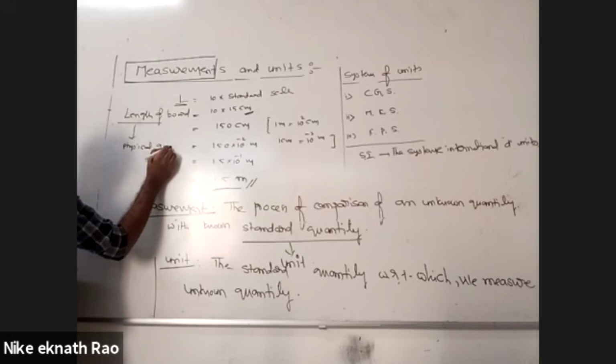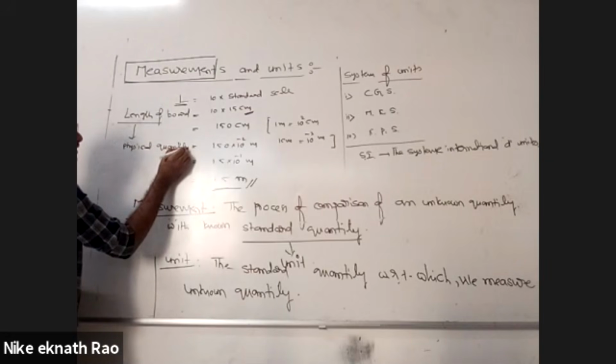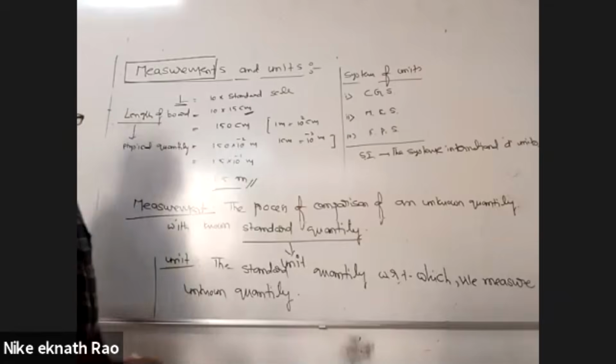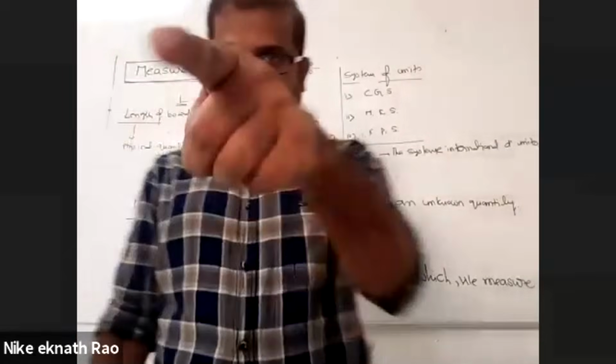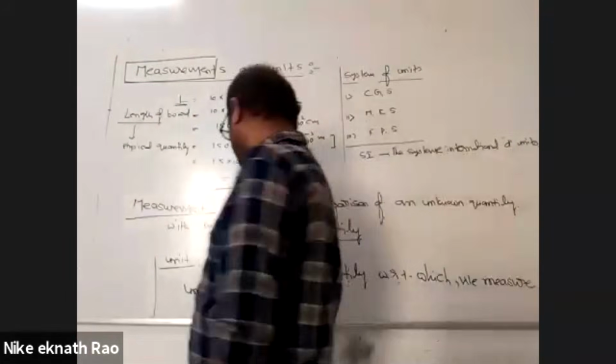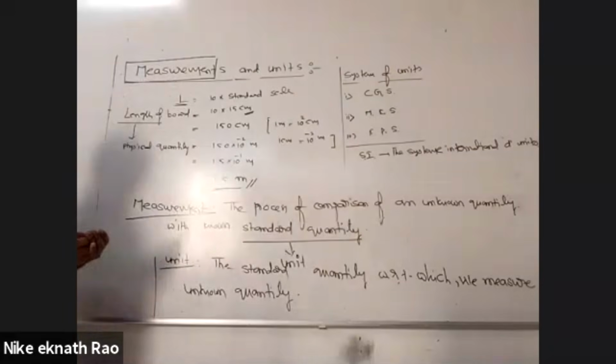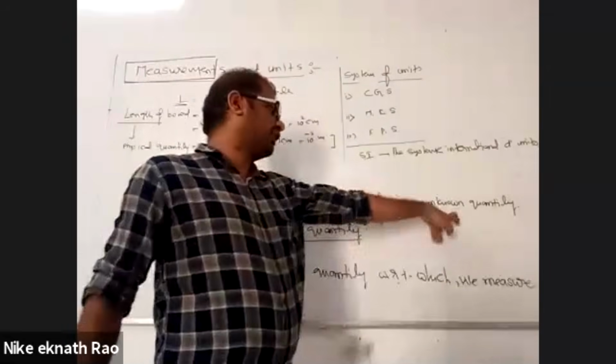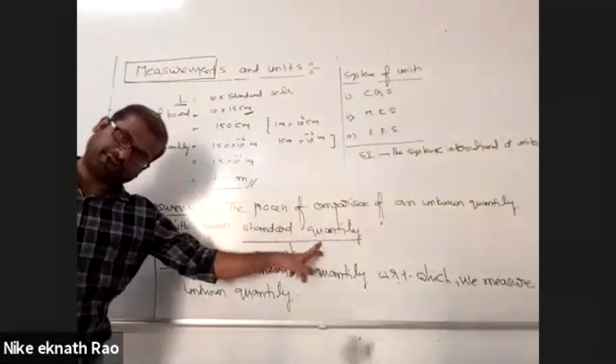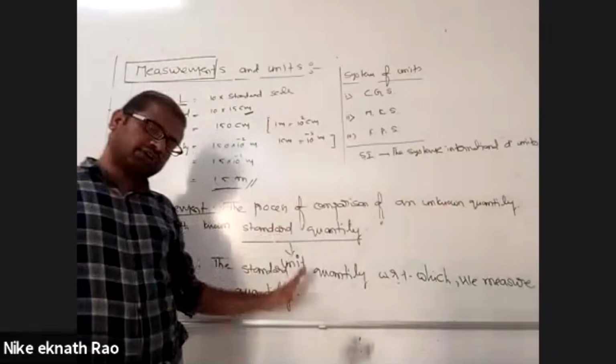So these kinds of quantities which can be measured are called what? Physical quantities. Take the heading: physical quantities. The measurement is a process of comparison of an unknown quantity with a known standard quantity. The standard quantity we are calling the unit.